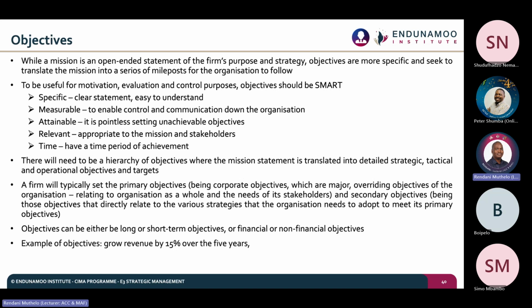But for them to help me, unlike the mission, they cannot be general. They have to be SMART. One, they have to be specific. It has to be clear and easy to understand what is the objective here. I need to pass my first year. Right, that's clear to me. Measurable, to enable me to control and communicate. In order to pass, I need to have completed all the modules that are designated as year one or first year modules. That's clear and that's measurable. I know that I'm not hitting this target when I'm not passing all the modules.